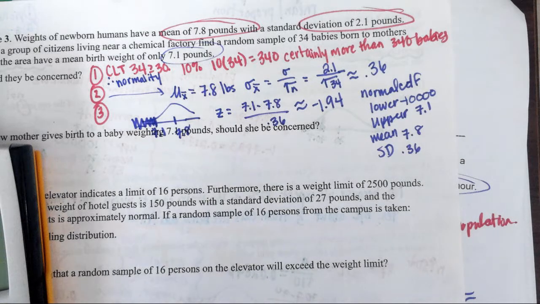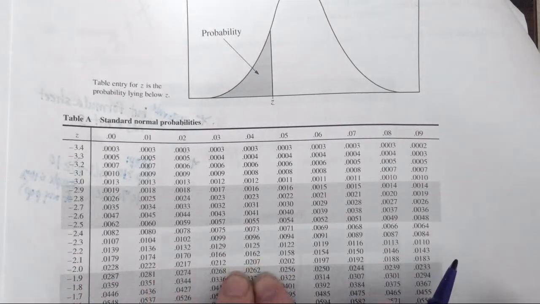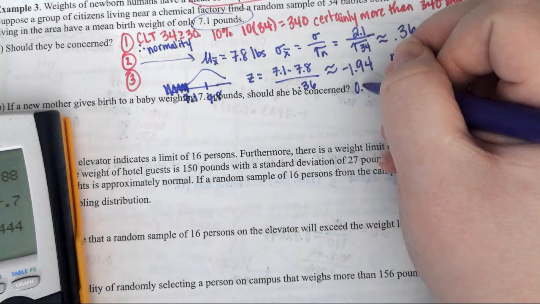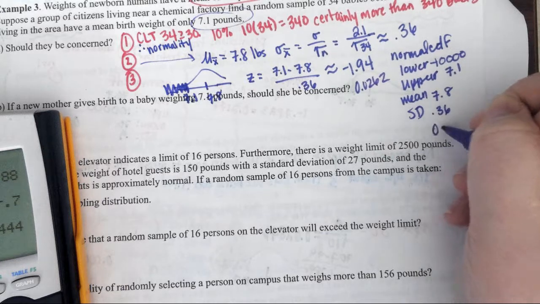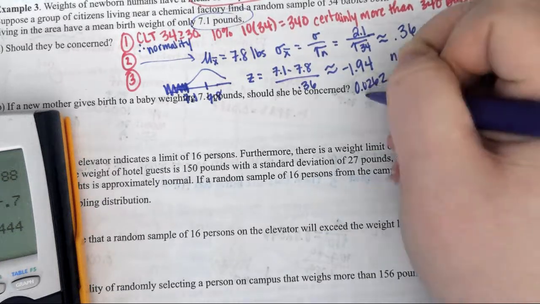I get 0.0262. What do you get, dear? 0.026. How funny. I looked at my curve at negative 1.94 and got 0.0262, and he got 0.026. So that's really 2.6% either way.